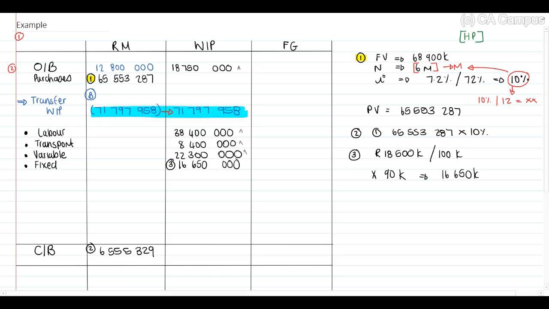Now, guys, important, what happens to the difference? The 18.5 million minus the 16.650. That difference shall be recognized in our cost of sales, in our profit and loss.